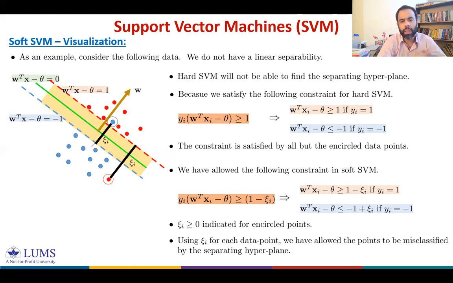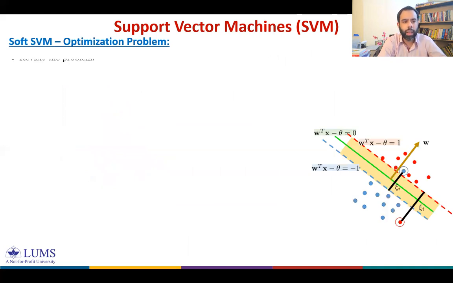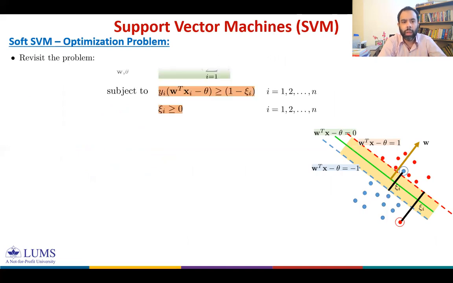Okay. I hope the intuition is clear now. Or why do we have this formulation for soft SVM? And how are we allowing the points to be misclassified? And how are we incorporating this distance into the objective function? Right? Okay, let's revisit the problem to have some more interpretation. This is a soft SVM optimization problem. This is still quadratic, right? This is a quadratic program.